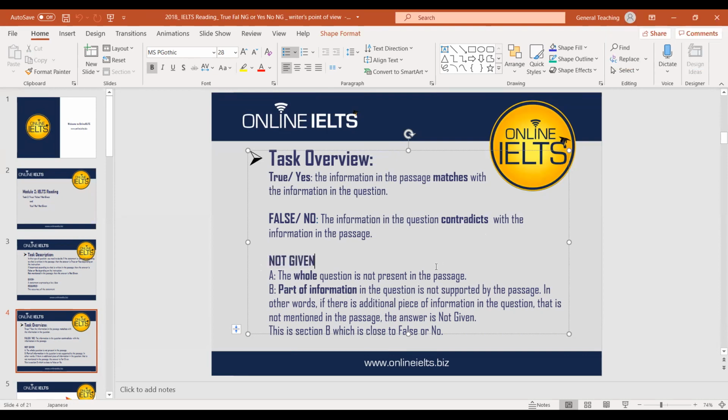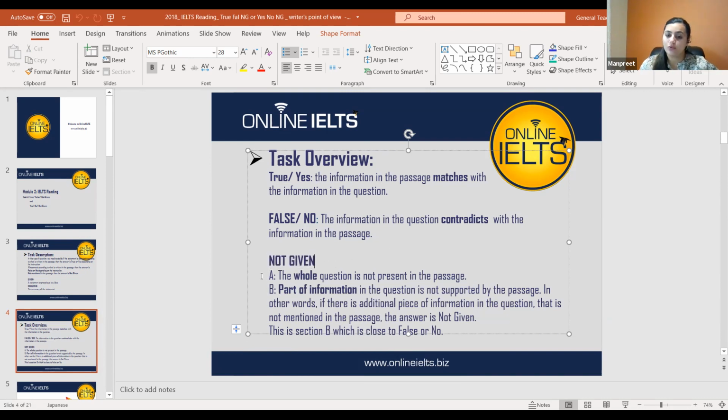True, false is still fine. It's not that confusing, but the only confusing part can be not given, because you'll feel that some of it is given in the passage. So it might be true or false, but marking not given can be a bit tricky.